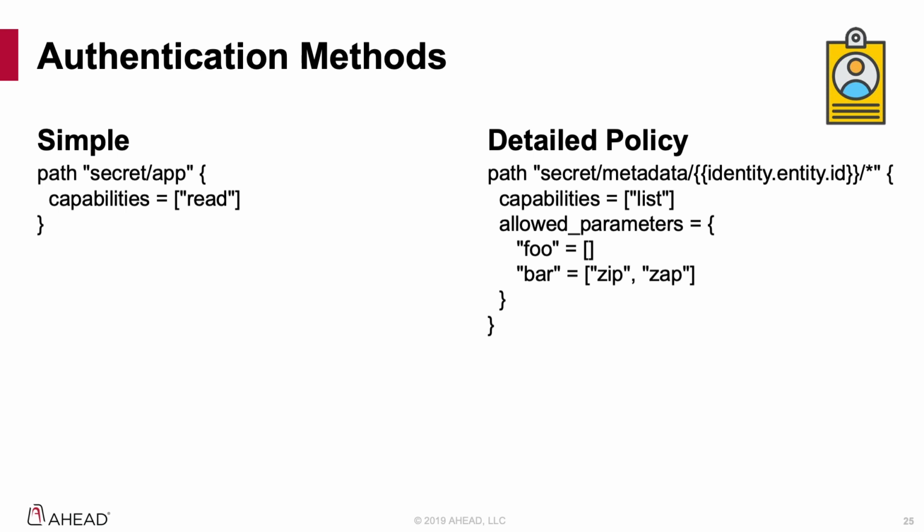So in this example, I have capabilities of list, but the parameters as part of the secret have to be a certain thing. So they can create a secret called foo, and the value can be bar, but the values have to be either zip or zap, right? So you can get pretty detailed in regards to what users can do within Vault.